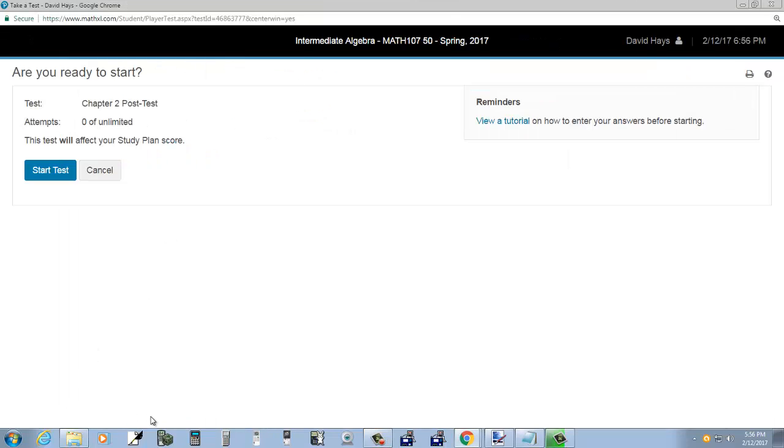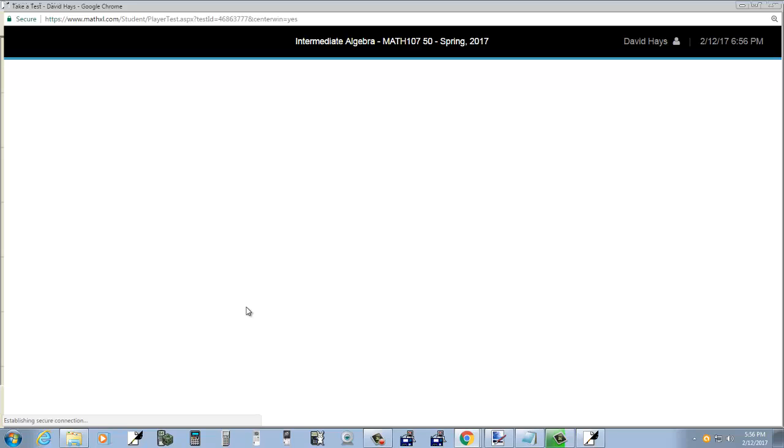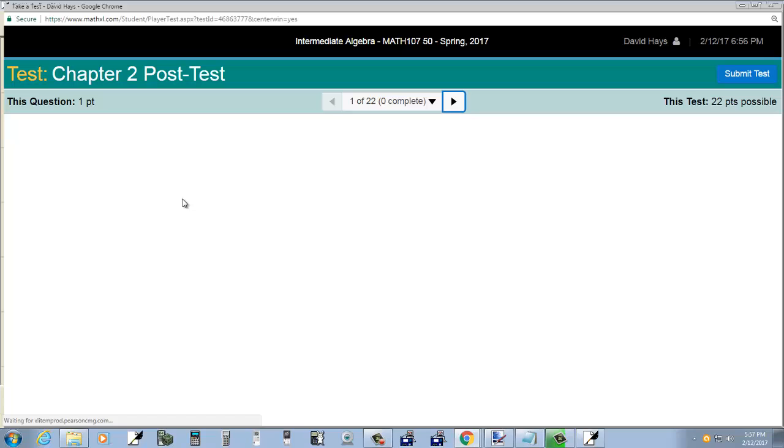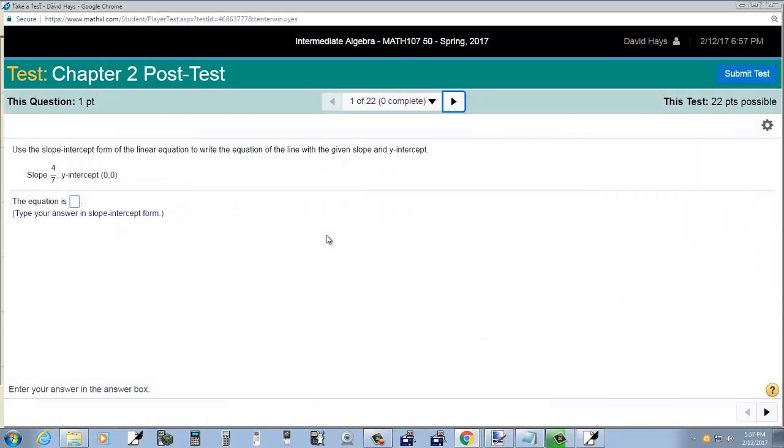Let's take a look at this test, this example. So as it comes up, yeah, it's not going up very fast. Okay, use the slope-intercept form of a linear equation to write the equation of a line with a given slope and y-intercept.